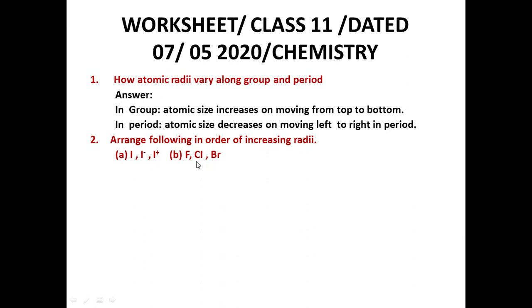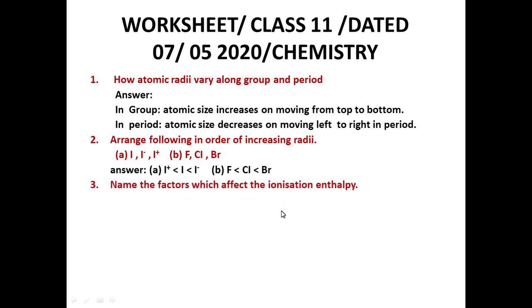And fluorine, chlorine, and bromine, as you know, all belong to group number 17, that is the halogen family. And as you move from top to bottom, atomic size will increase. So bromine has the largest atomic size, the largest ionic and atomic radii among these three. You can see here the answers. So these are the correct answers.